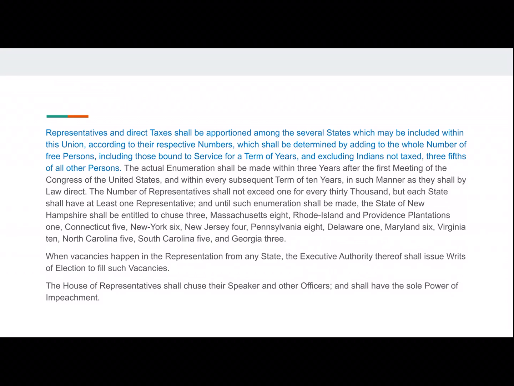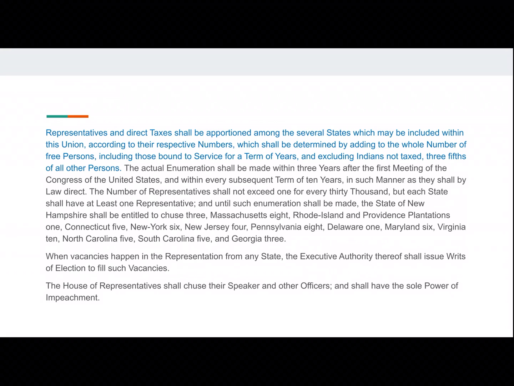And this which shall be determined by adding to the whole number of free persons, including those bound to service for a term of years, and excluding Indians not taxed, and 3/5 of other persons. That means 3/5 of other slaves. So if you're a slave, you didn't count as a full person, just as a part of one. And you didn't count as a person at all if you were an Indian. And so that's why this has been redacted, and it is in blue.